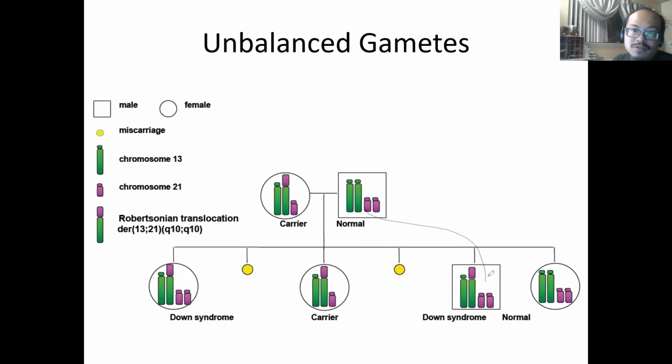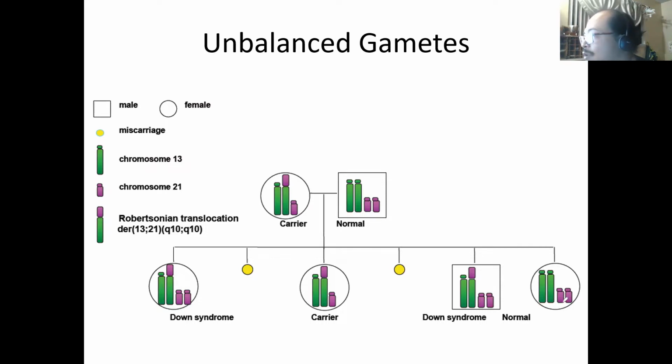So each one contributes a set, right? Each one contributes a set. The female contributes 13, 21, and the male contributes 13, 21. So each gamete contributes a set of that chromosome. But there will be a chance that you will end up like this.